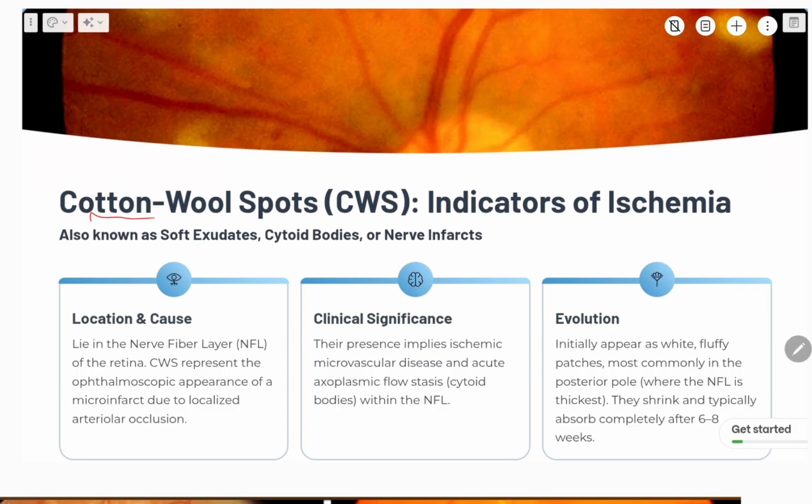The other sign is cotton wool spots. This is a sign of ischemia. What happens in cotton wool spots is that the normal blood supply to the nerves is blocked. Now there is accumulation of stock of the flow and stasis of the axoplasm. So this axoplasm will appear in the form of cotton wool spots. Initially they are white fluffy patches, and they do not have distinct margins, and they are present near the nerve region. They can be seen mostly around the posterior pole where the nerve is present, because they are based on the nerve axoplasm flow stasis.